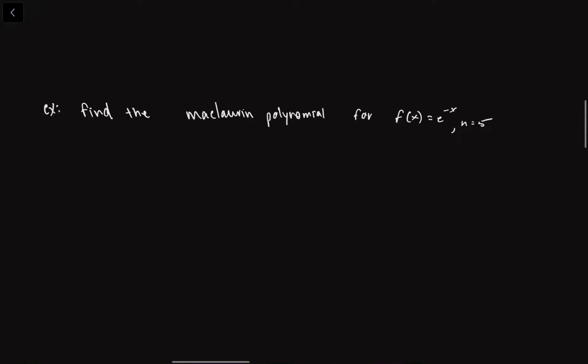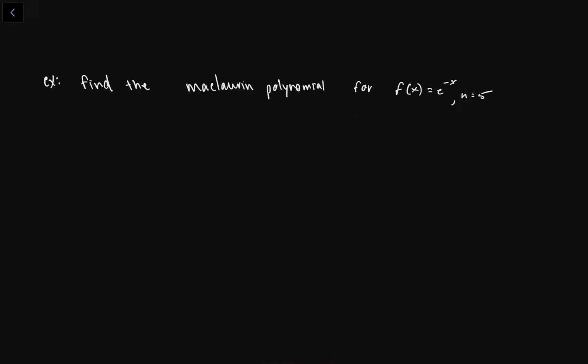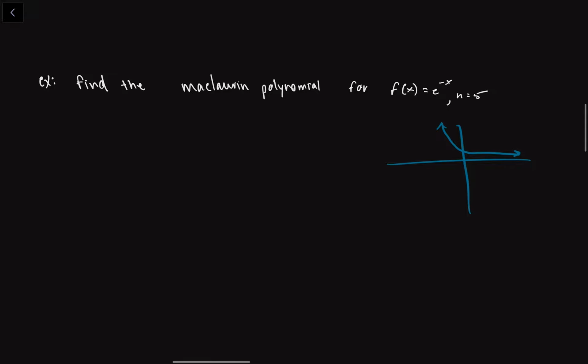For example, if they ask us to find the Maclaurin polynomial for f of x equals e to the negative x, n equals 5. So what does that look like? E to the negative x kind of looks something like this. It's the exponential function, but reflected about the y-axis. So what we're going to be able to do is find a first degree approximation that might look something like that. But since they tell us that n equals 5, we're going to find a fifth degree approximation, and that's going to be very accurate. It might look something like this, but then of course it will branch off the polynomial.